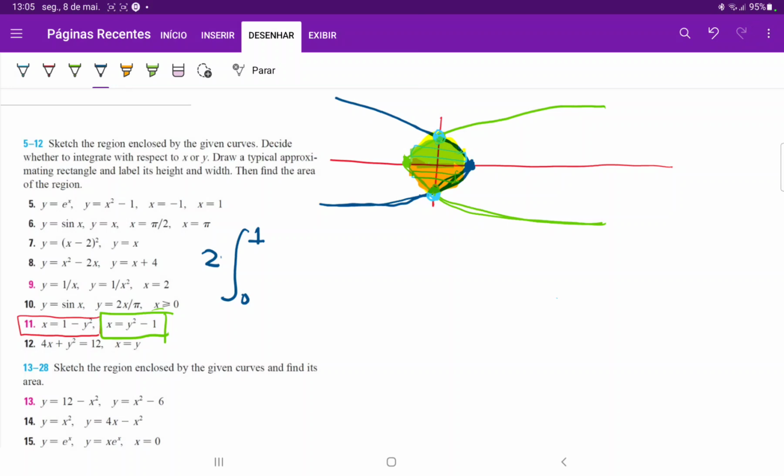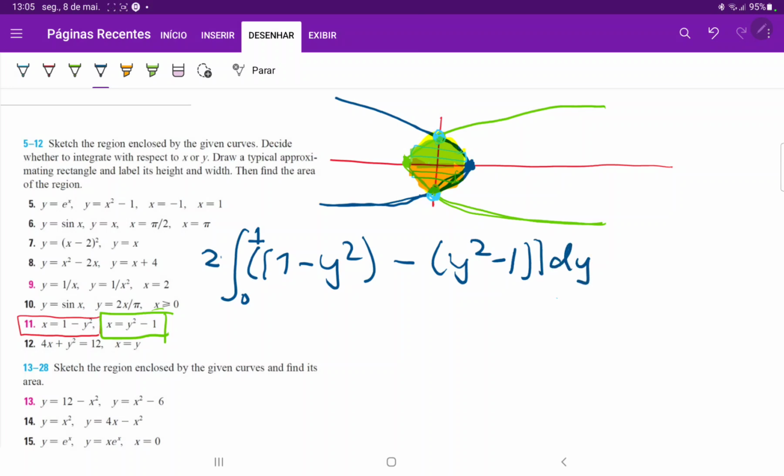which is their length, times the width, which is dy. So not the upper function, because it's not a function, it's an equation, so the upper equation. The upper equation looks like it's this one, 1 minus y squared, and then minus the lower equation, which is y squared minus 1, and all of this times dy. We cannot forget our width, or else we would not make rectangles and it would not be an area.